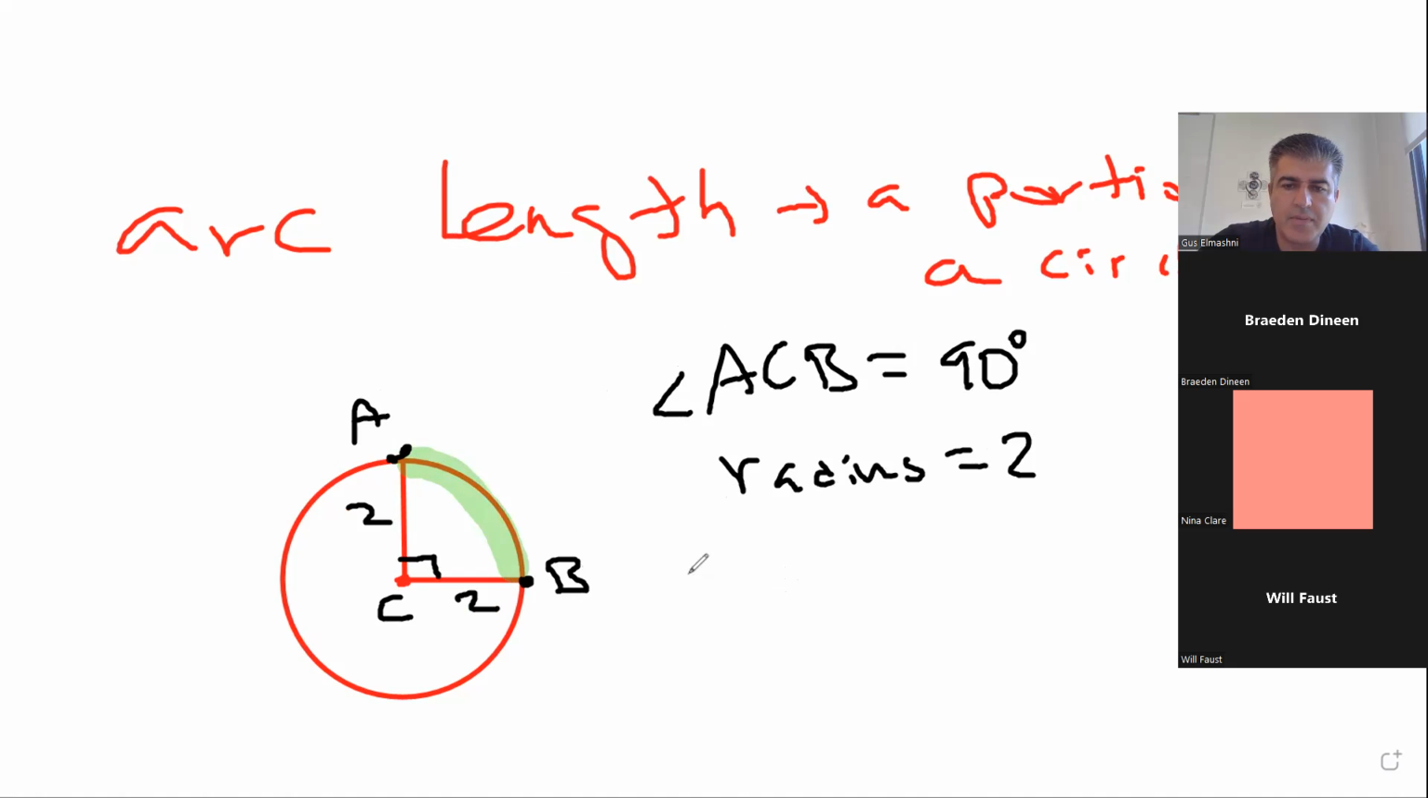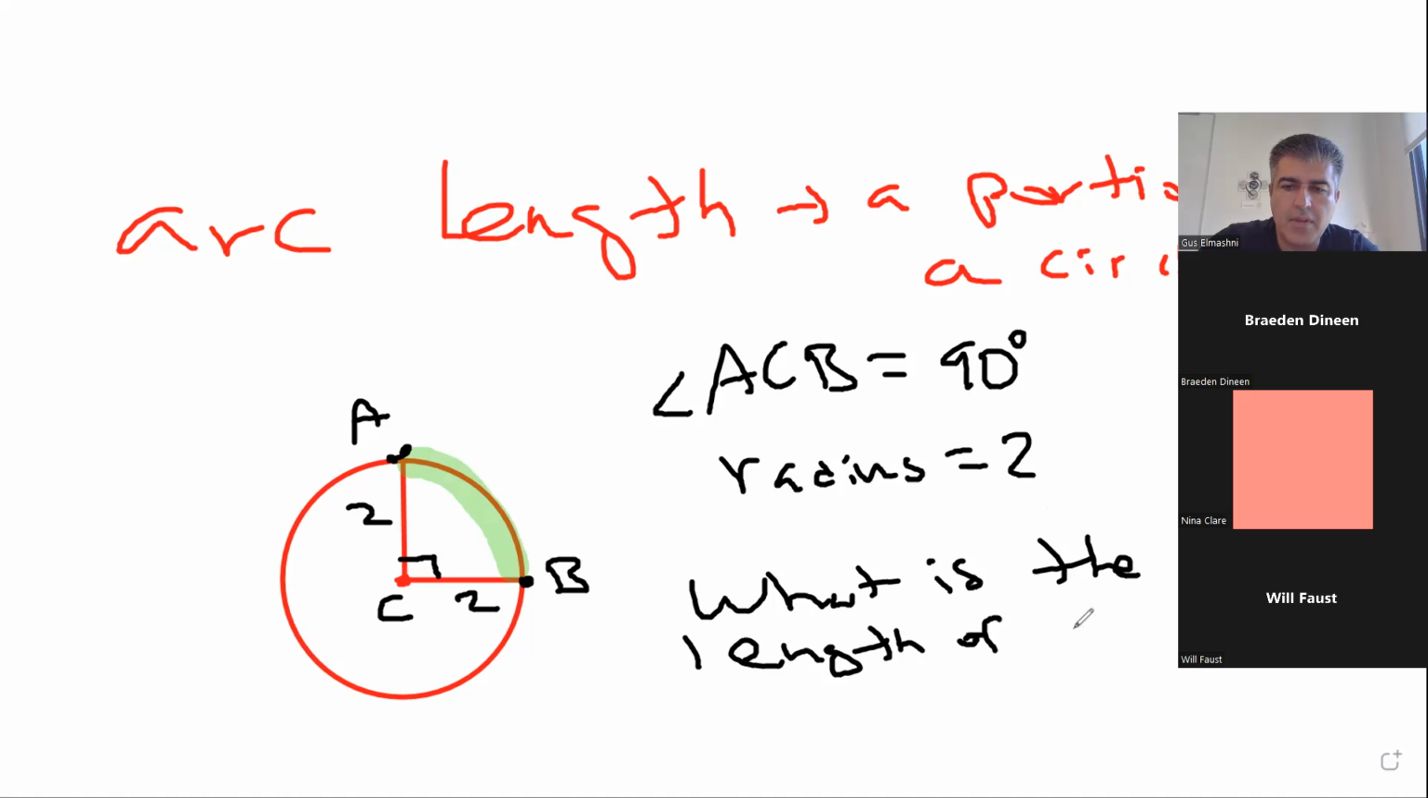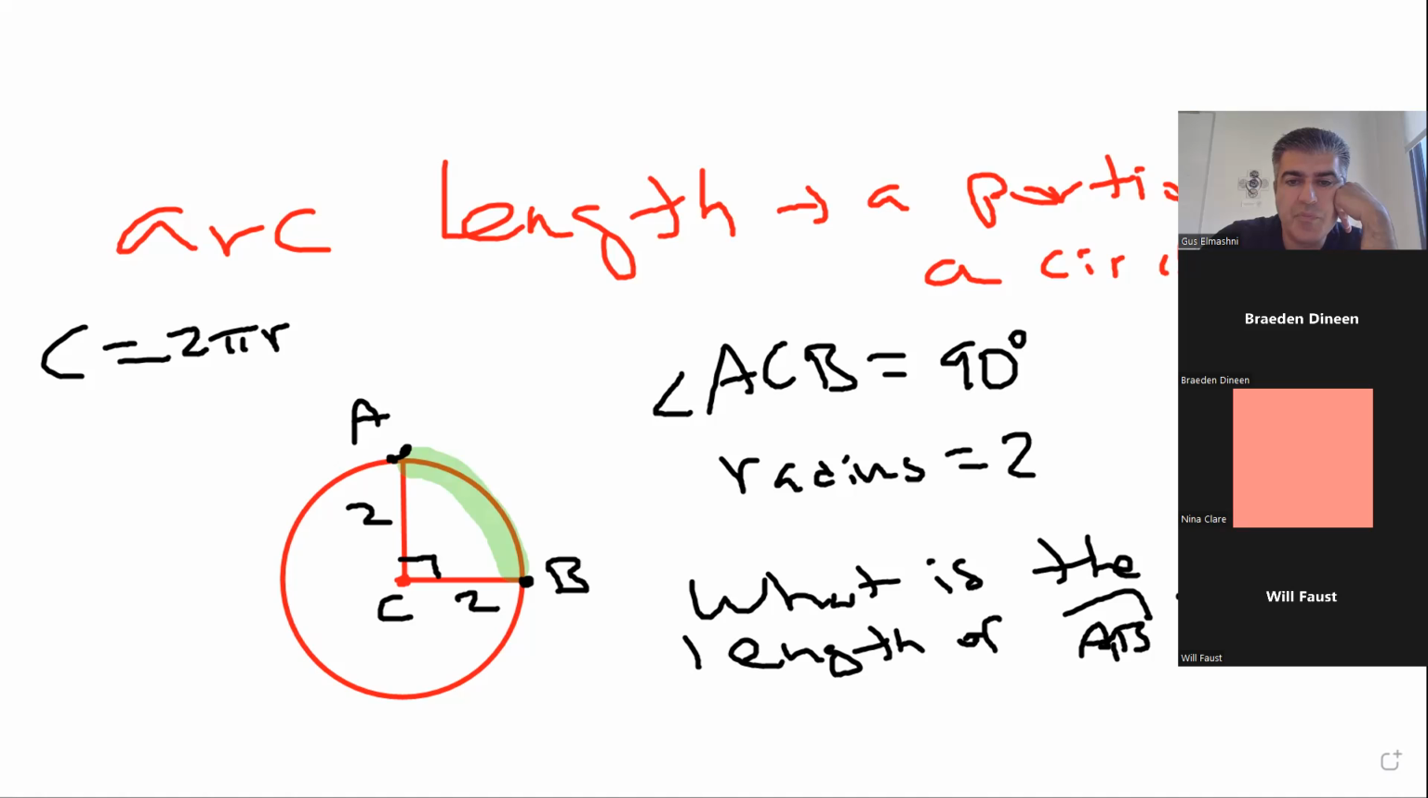So the question is, what is the length of arc AB? And remember, circumference is 2 pi r. If anyone can give me the answer, first one to put it in the chat, I will give you extra credit, a point of extra credit for our test. Actually, I'll give you 2 points extra credit towards our test tomorrow. So if anyone can work this out, tell me what the measure of the length of AB is.